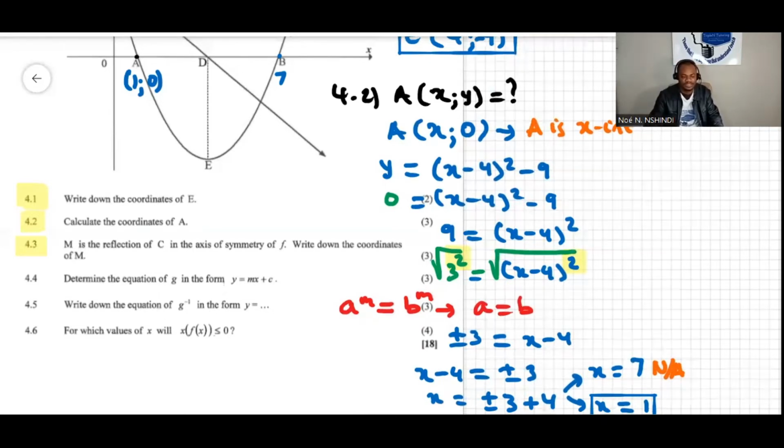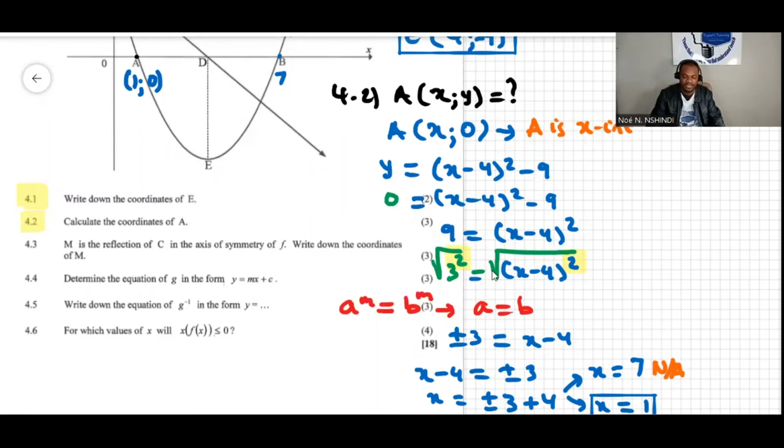The question says that M is the reflection of C in the axis of symmetry of F. Write down the coordinates of M. All right. Before I do M, maybe let's solve this problem in a different way.